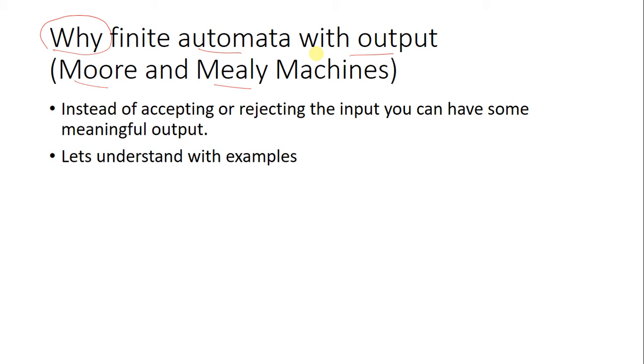So instead of accepting or rejecting, we give some meaningful output, and from that output you can have many purposes. You can use it for translation, and you can extract meaningful information from that output. So let's understand it with an example.